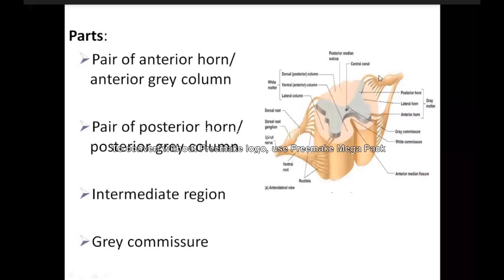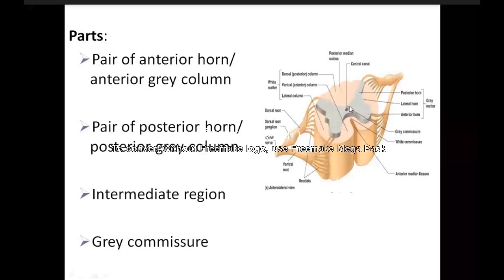In between is the intermediate region. Between these two horns there is an intermediate region, and there is a gray commissure. The left half and the right half of the gray matter are joined in the middle by the gray commissure, where the central canal is present. So this is the central canal. The part of the gray matter which contains the central canal, or the part which joins the left and right halves, is known as the gray commissure.